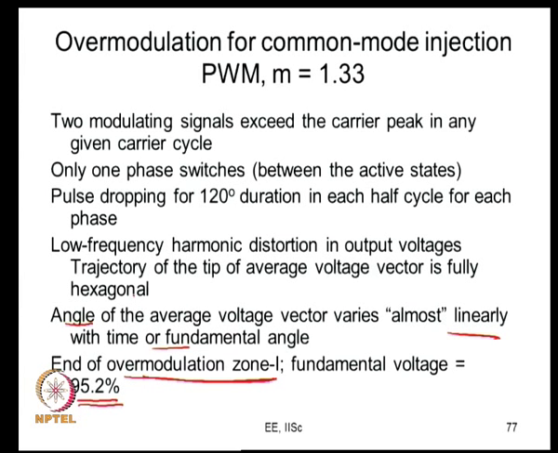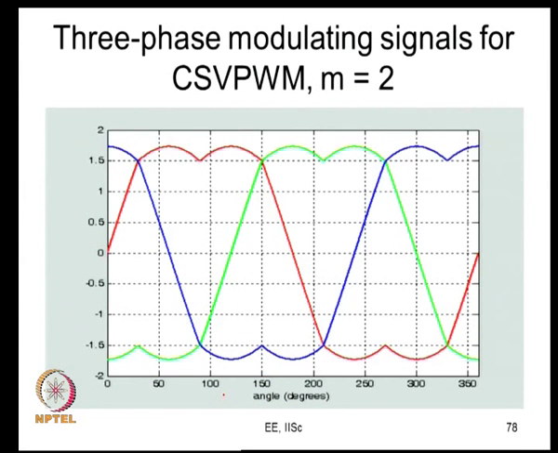In overmodulation zone 1, it will be partly hexagonal and partly circular, and at m equal to 1.33, this becomes fully hexagonal. So, from 1.15 to 1.33 we would call overmodulation zone 1. These are the values of m. Above that we will call overmodulation zone 2.